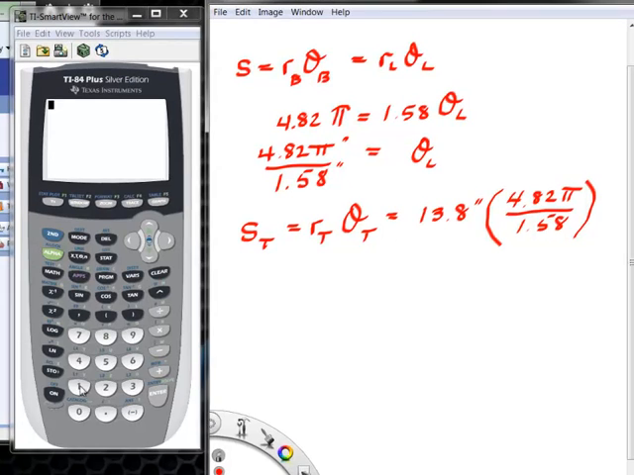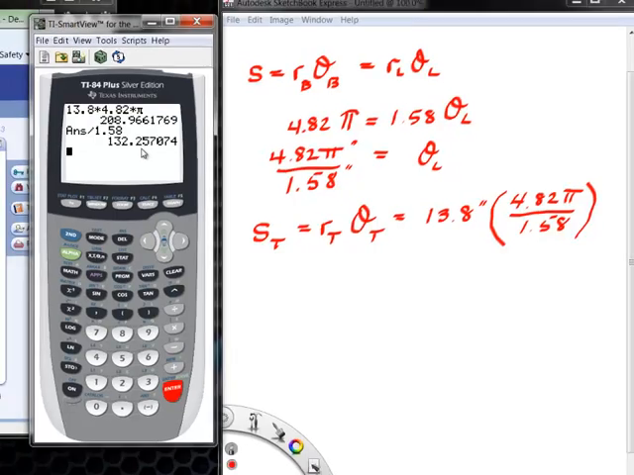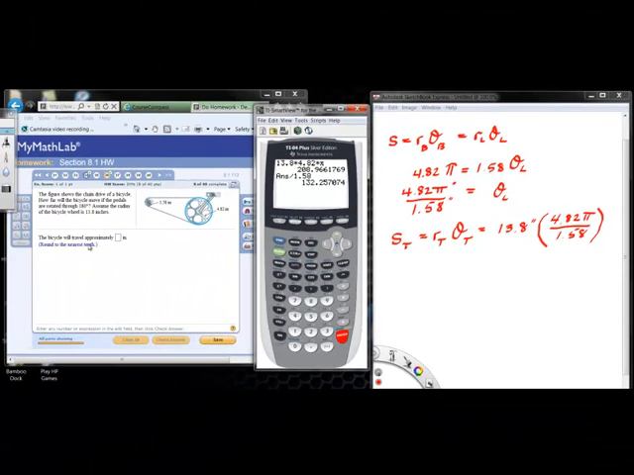Well, what is that? That is 13.8 times 4.82 times pi, which is second on this here. And then I'll get that interim solution and divide that by 1.58. So it's 132.257, blah, blah, blah, round to the nearest tenth. So this would be the tenth. Go to the right, 5 or bigger, we round this up.